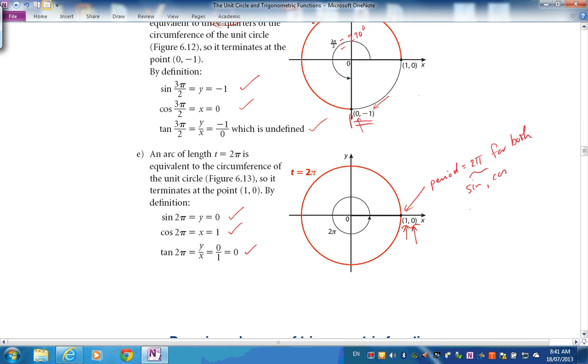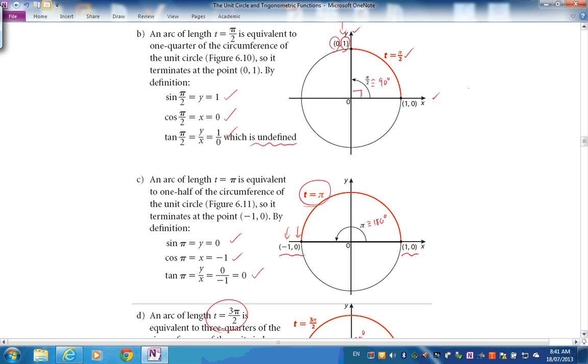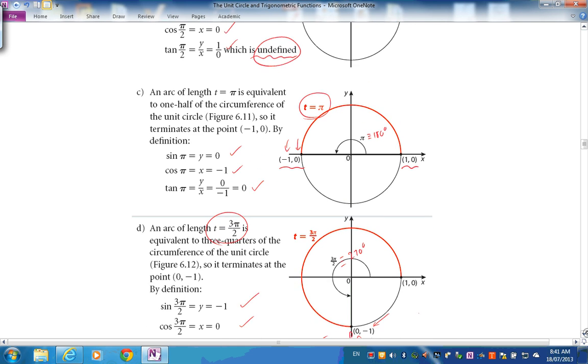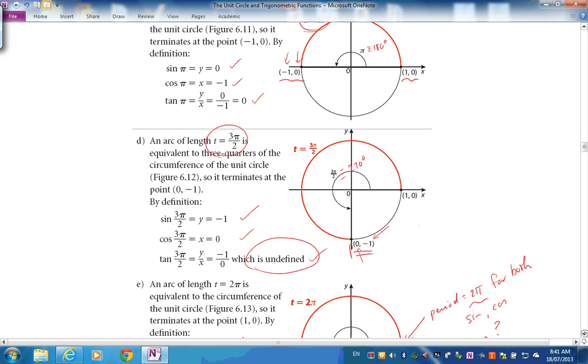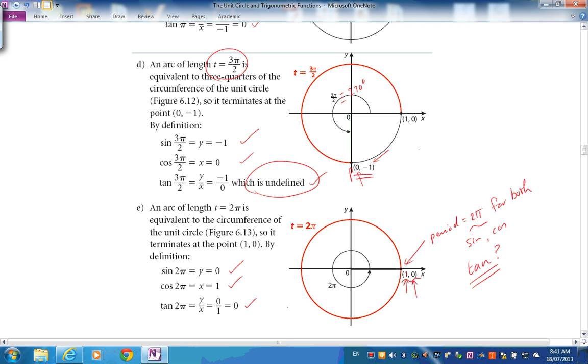You might like to start thinking, what is the period of tangent? Is that also 2 pi? I don't think so. Let's go back up. There's an undefined tangent, and then later a tangent of 0, then another undefined one, and then a tangent of 0. Things seem to be happening more quickly for tangent. Anyway, we'll come and look at that later on.